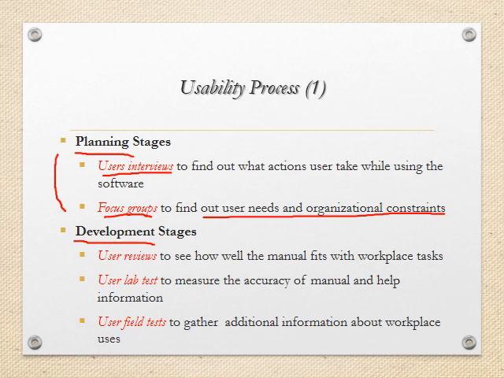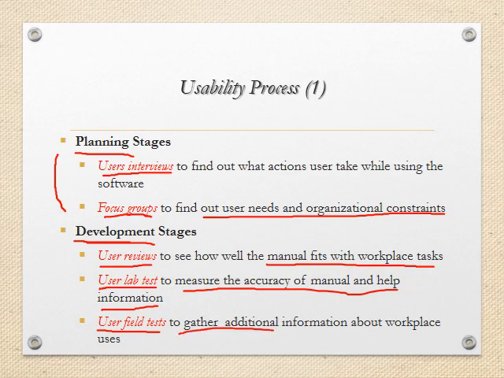The second phase is the development stage. During the development stage, we conduct user reviews, user lab tests, and user field tests. This development stage can also be called the writing stage. During the user reviews, we try to see how the manual will fit with the workplace tasks. Then we conduct user lab tests to measure the accuracy of the manual and help information. And finally, we conduct field tests to gather additional information about the workplace uses.